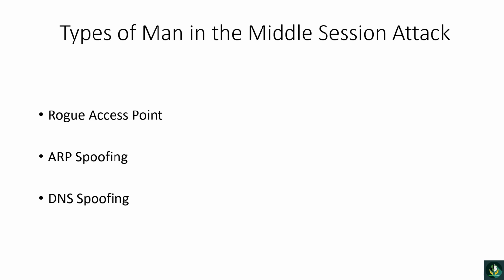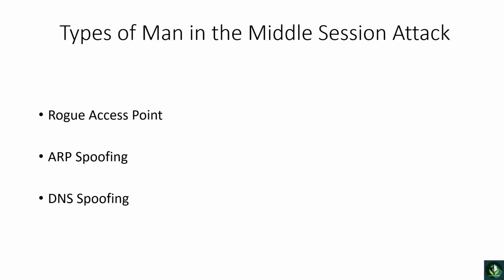So rogue access point: a wireless device generally attempts to connect to the wireless access point with the strongest signal, which is automatic. During a rogue access point attack, an attacker creates an access point in an attempt to lure nearby devices into connecting to it. This type of man in the middle session attack is effective because it only requires physical proximity to the target.